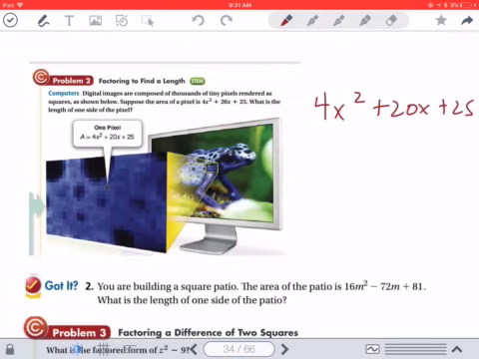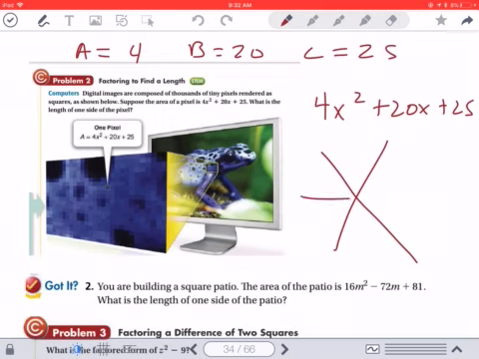My a value, I can write it up here. My a value is 4, my b value is 20, and my c value is 25. I could use the x method here, but since my a value is not 1 anymore, I have to draw this horizontal line. I'm going to do 4 times 25, a times c, if you remember from 8-6 notes. So we're just building on that. 4 times 25 is 100.